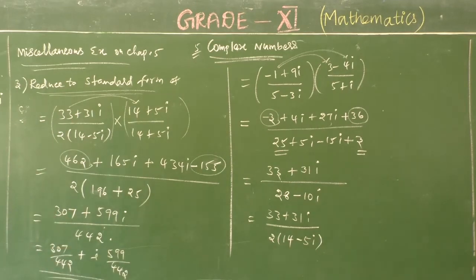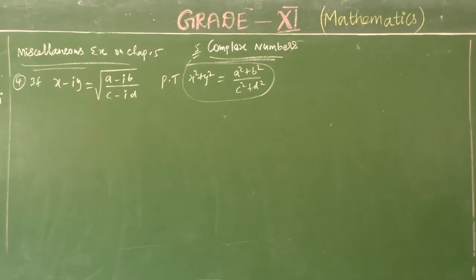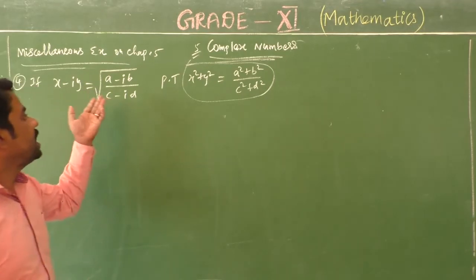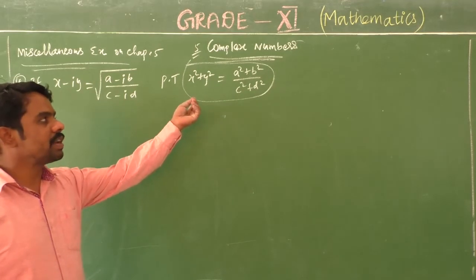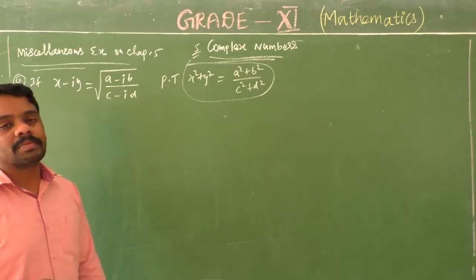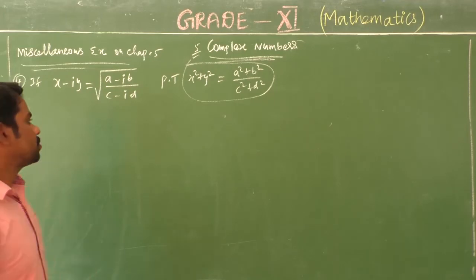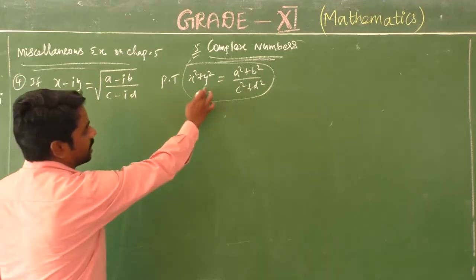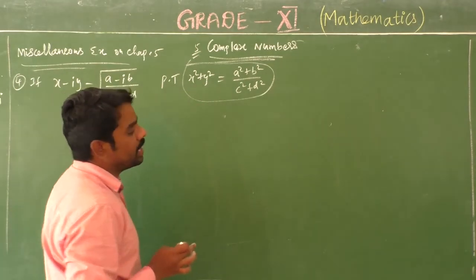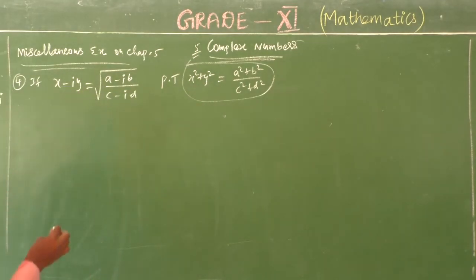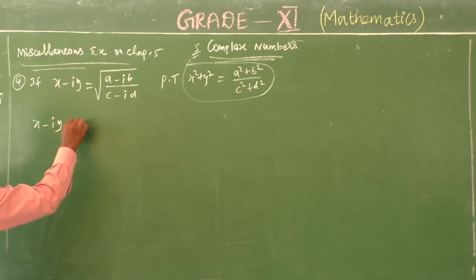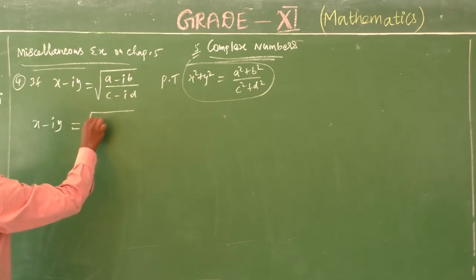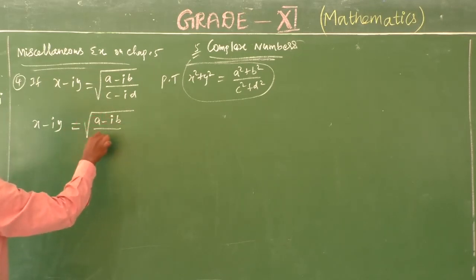Okay, right. Next question. Fourth question. If x minus iy is equal to the square root of (a minus ib) divided by (c minus id), prove that x squared plus y squared is equal to (a squared plus b squared) divided by (c squared plus d squared). We need x squared plus y squared. Given x minus iy is equal to the square root of (a minus ib) divided by (c minus id).